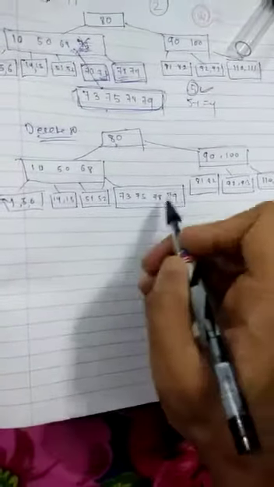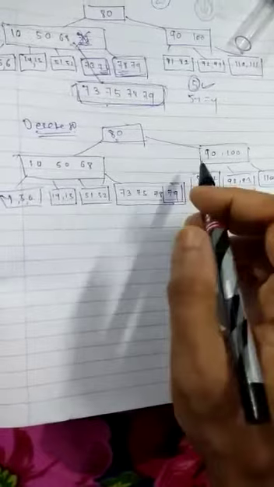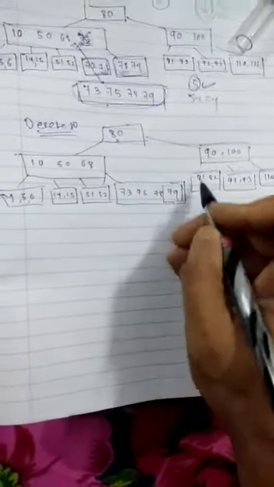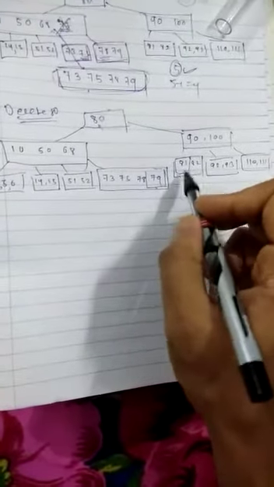So check it for 80. What is the in-order predecessor? The in-order predecessor is the maximum node from its left subtree. This is the left subtree, and the maximum node here is 79. So this is your in-order predecessor, or simply the previous node. After 79, 80 is there. Next, what is the in-order successor? After 80, 81 is there. So this is your in-order successor, or the minimum node in the right subtree.